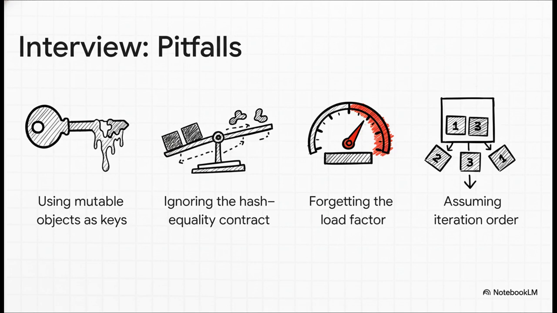Now, for anyone prepping for interviews, pay attention because these are gold. First, never use something that can change, like a list, as a key. It'll break everything. Second, remember the hash equality contract. If two objects are considered equal, their hash codes must be the same. And always be ready to talk about the load factor and the fact that most hash tables don't care about the order you put things in.